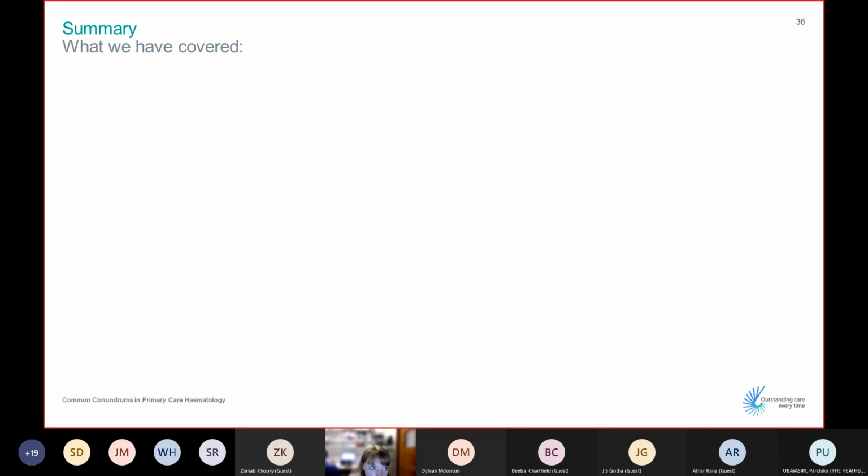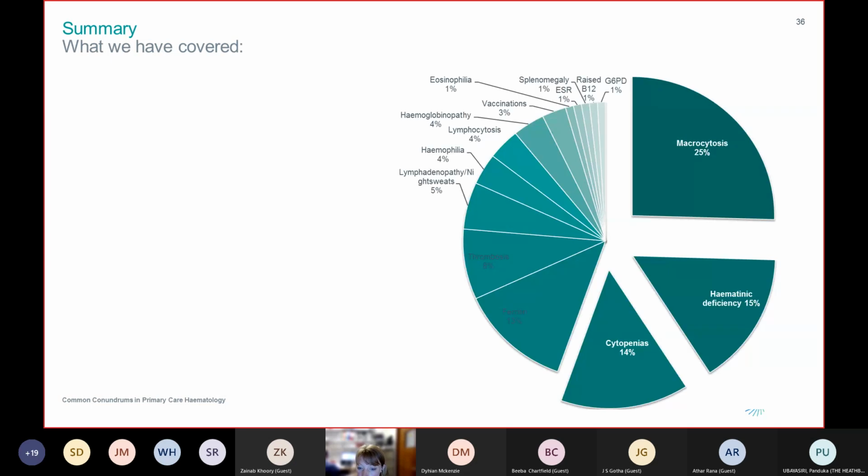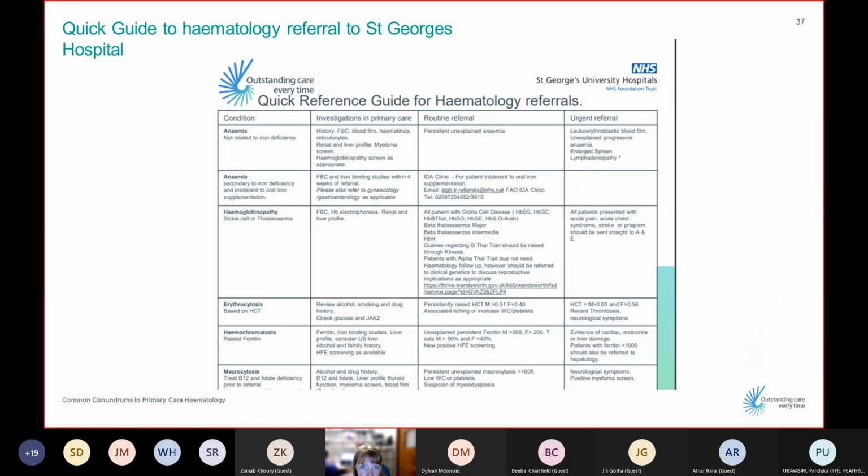So just wanted to do a quick summary of what we have covered today. So we're back to our pie chart of Kinesis queries, and we've spoken about macrocytosis, hematinic deficiencies, and cytopenias, and immunoglobulins. Don't know where that's disappeared on my pie chart. And I just wanted to lead in to here our quick guide to haematology referral to St George's Hospital. So this is an A4 page that I put together that includes all the categories that were found with queries on Kinesis and some more included.